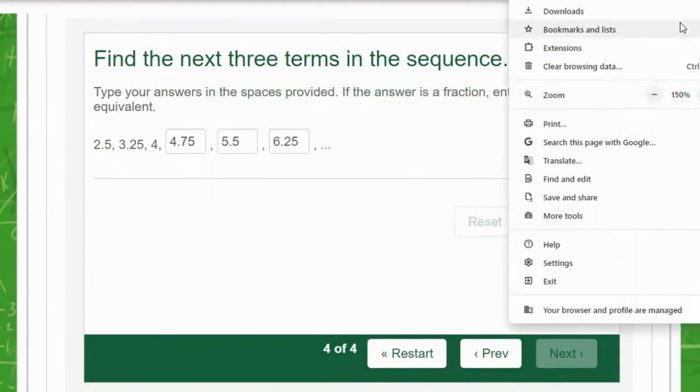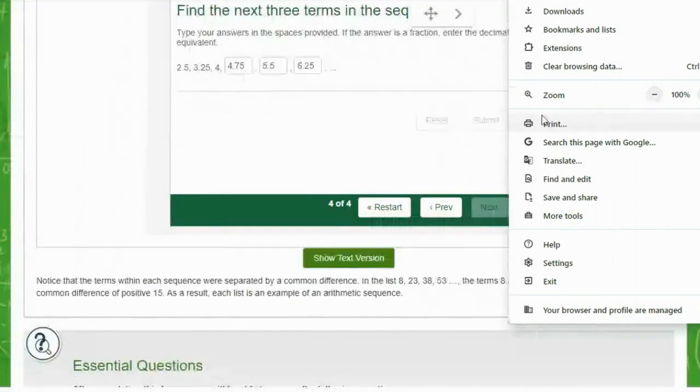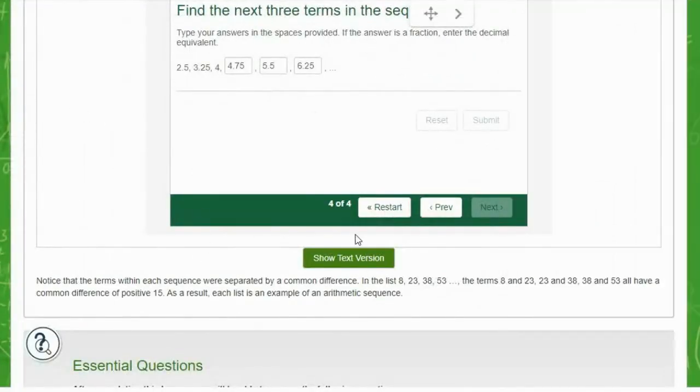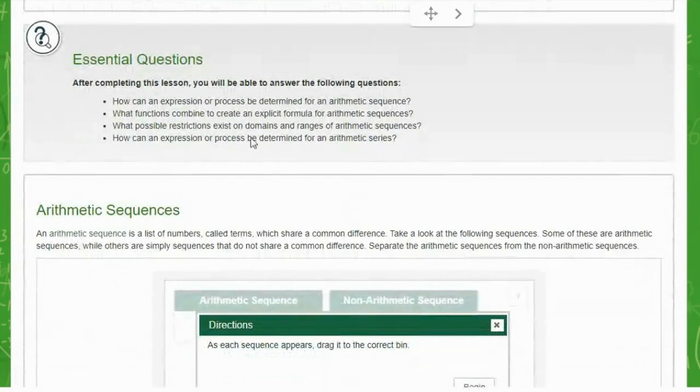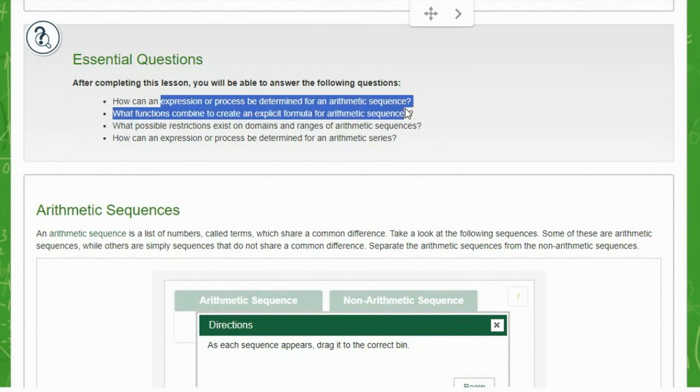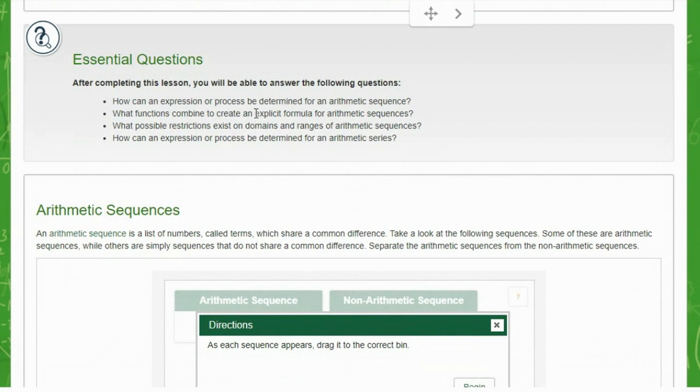All right, let me make this back to normal size so we can see what's going on the rest of the page. All right, so we are going to learn how can an expression or a process be determined for an arithmetic sequence, some kind of formula. What functions combine to create an explicit formula? Oh, we've got some vocabulary coming in here. Explicit. What possible restrictions exist on domains and ranges of arithmetic sequences? And how can an expression or process be determined?